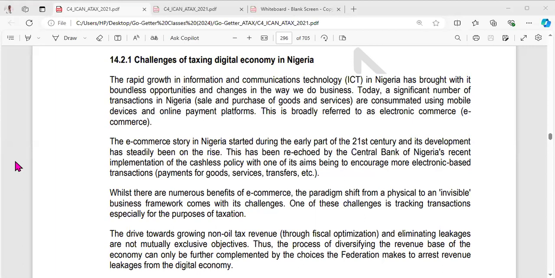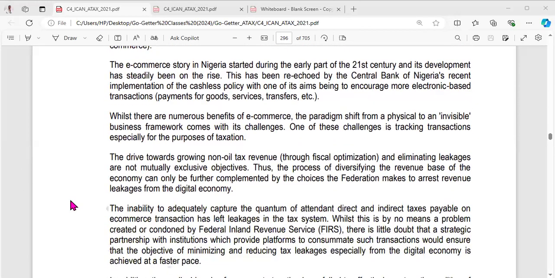This is cashless policy. Whilst there are numerous benefits with e-commerce, there is a paradigm shift from a physical to an invisible business framework, and that comes with its challenges. So now we are moving from physical presence to invisible virtual presence. Because I am not physically present, it's a good thing, but it has its own challenges.